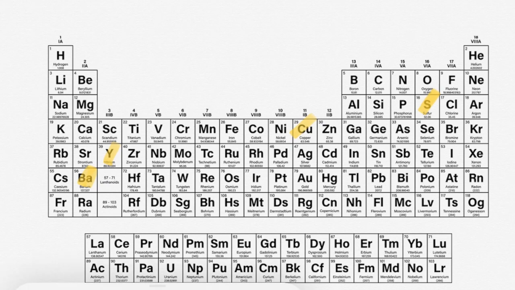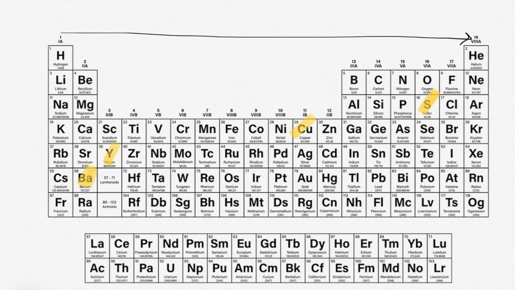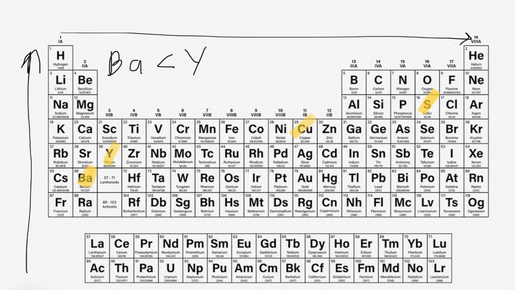I've gone through and highlighted the elements we're looking at. Based on our electron affinity trends, it increases from left to right and from bottom to top. So barium would have the least electron affinity, with sulfur having the most because it's farthest to the right and near the top as well, showing that it's going to have a higher affinity to gain an electron versus barium.